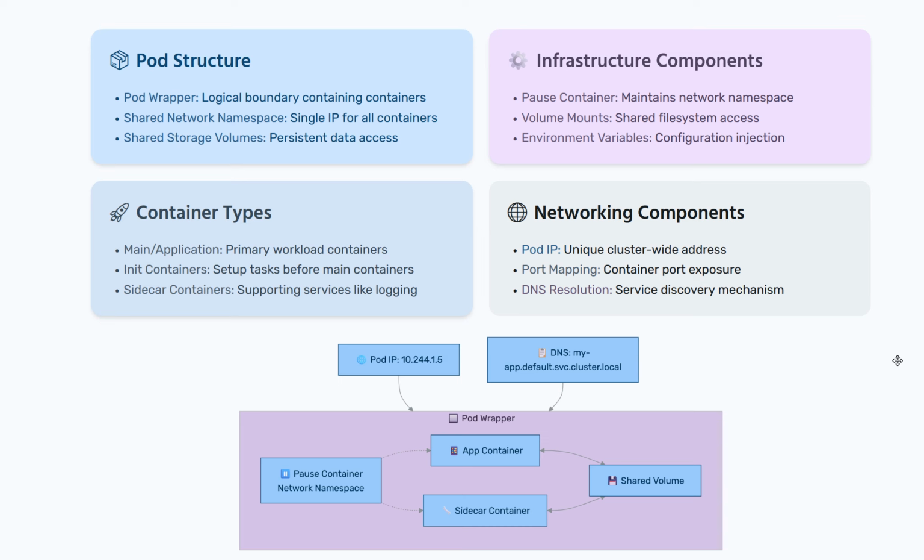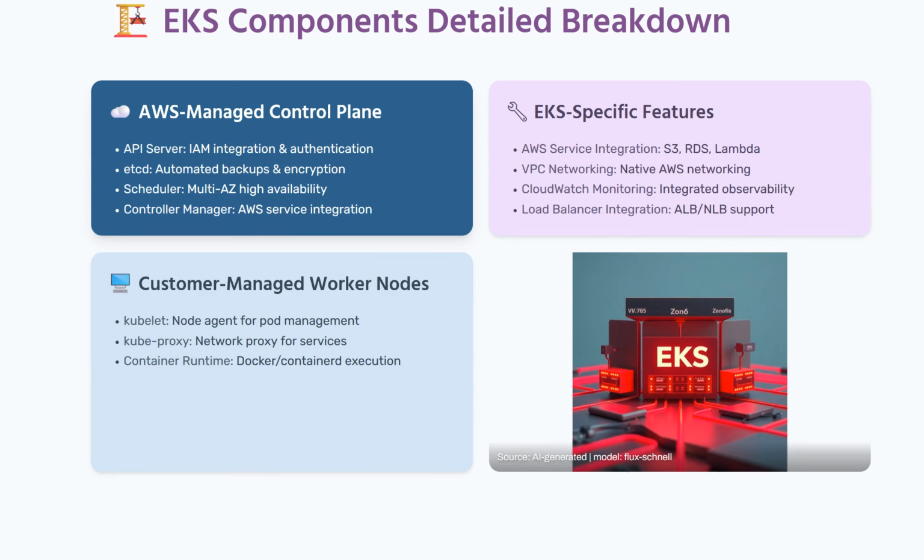And then you get a pod wrapper like a boundary, and then you have the pause container and network namespace, and then you have the main container like the application container, and then the sidecar container, and then you have a shared volume, right? So that is how a pod structure normally consists of its main components.